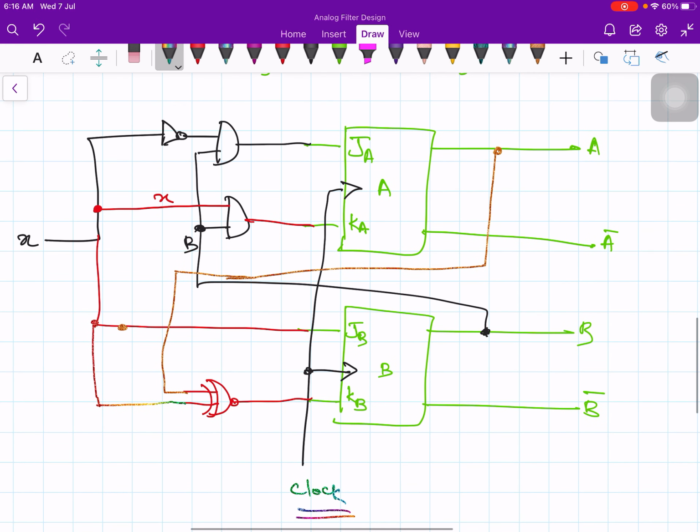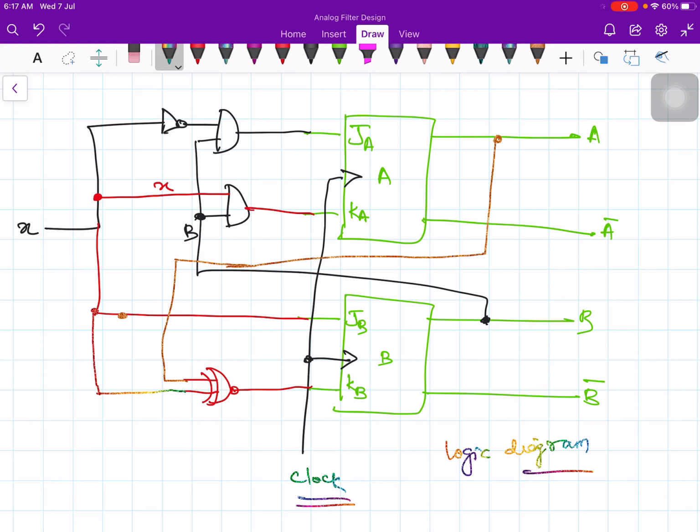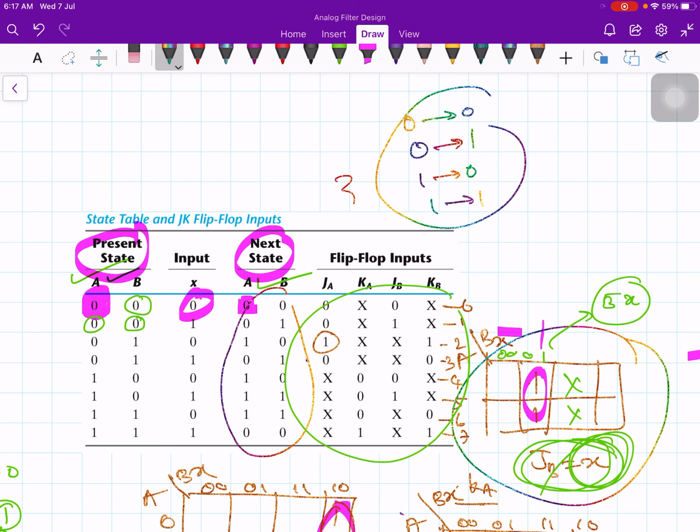So this is the logic diagram or schematic of the sequential circuit using JK flip-flops. I have taken one arbitrary state table and we derived the flip-flop inputs. The only thing is you should know the excitation table. When your flip-flop moves from present state 0 to 0, what is the input for the flip-flop? 0 to 1, what is the input? 1 to 0, what is the input? 1 to 1, what is the input? These four things we should know. 0 to 0 means 0 X. Like that you should remember.